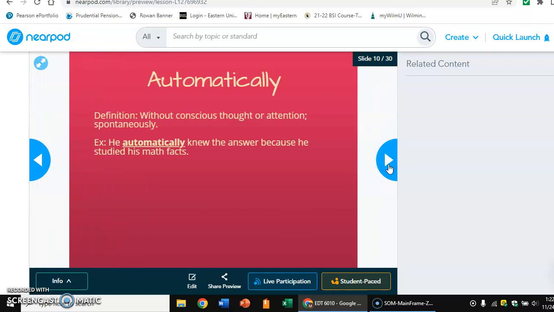Let's take a look at our next word, which is automatically. Now, automatically means without conscious thought or attention, spontaneously. So that means that without even recognizing it, you automatically know what's going on. It doesn't even need to process in your brain.